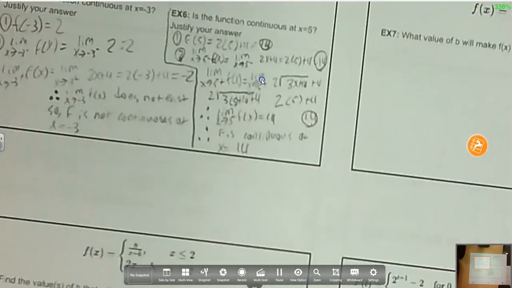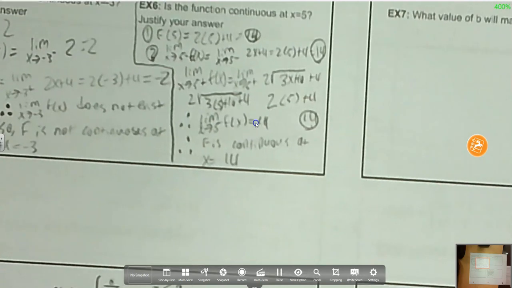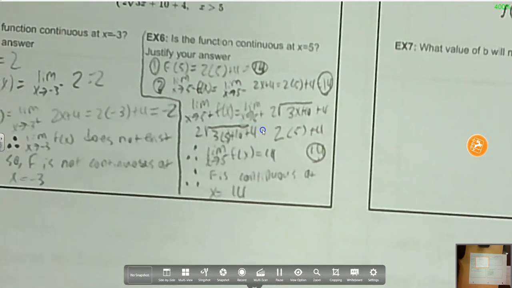Rowan's is even smaller right here. He's committed to the box right there. It's not as bad, but when I blow it up, it looks super fuzzy. But let's check and see what he's got here. F of 5 equals, showed the work for plugging in, got 14. That looks good. I like that.